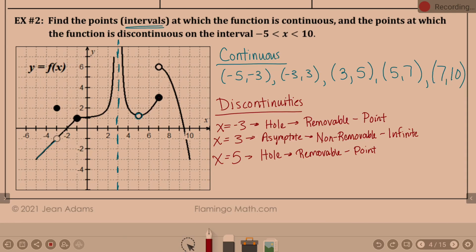Anybody else? 7. What's 7? A jump? Yeah. Jump discontinuity? I also have that written down as non-removable. It's not an asymptote though, so I'm not sure.